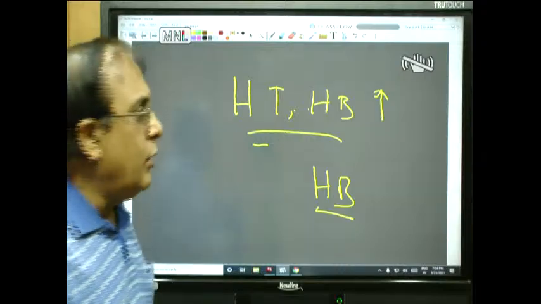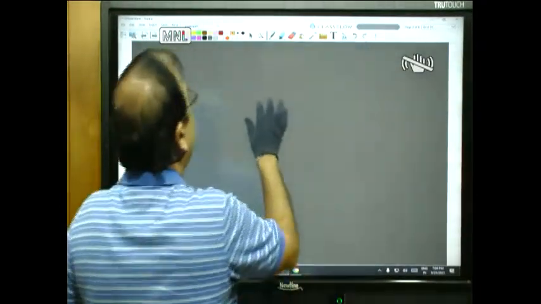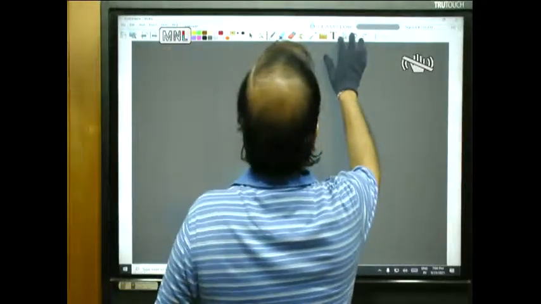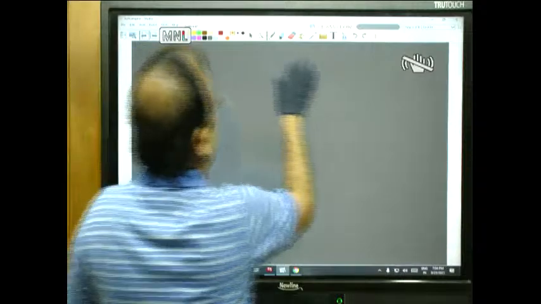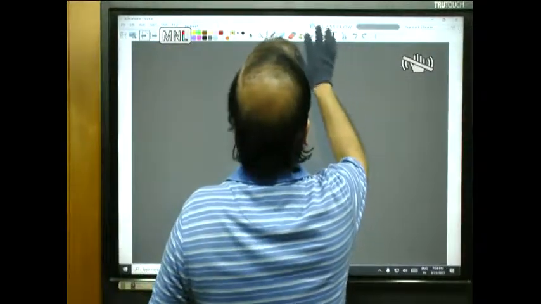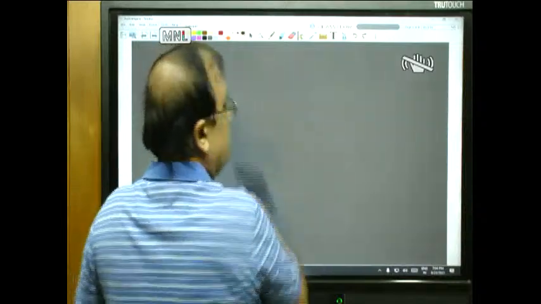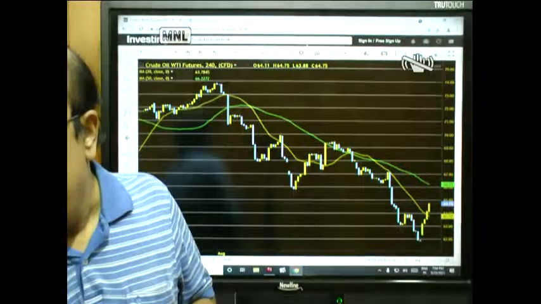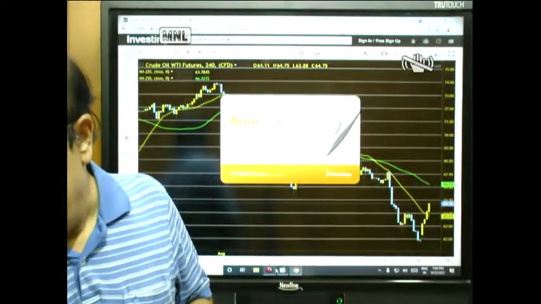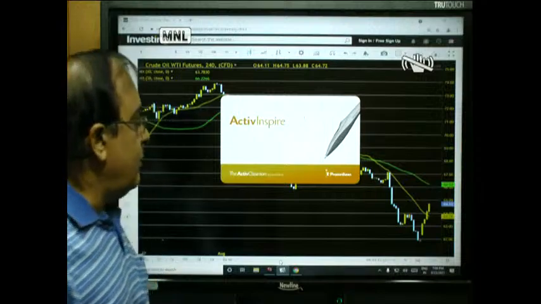Now, when we say higher bottom, basically the bar chart, how will it look like? Now, let us say, let me, so the screen is gone, so please bear with me for a minute.